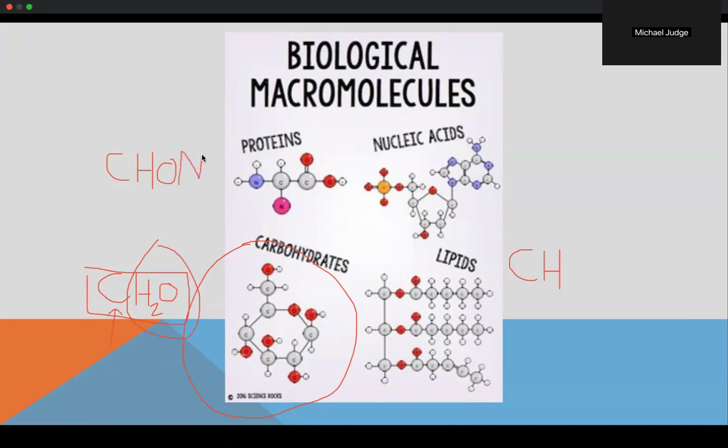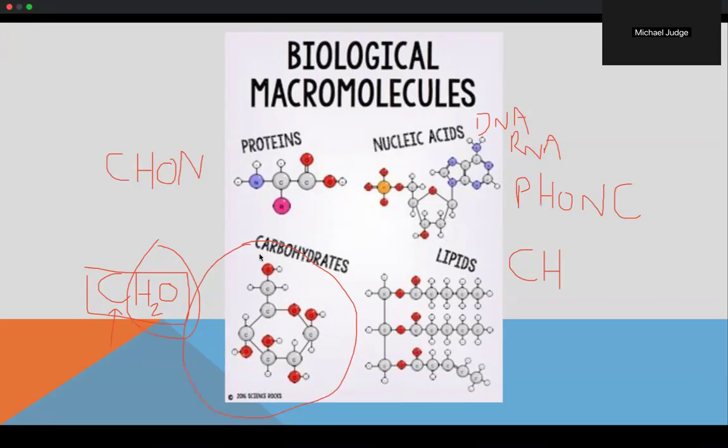Proteins have all of the atoms that carbohydrates have, C, H, and O, and they also have nitrogen. And nucleic acids, which include DNA and my very favorite molecule, RNA, which I love, those contain not only C, H, and O, as well as N, but also phosphorus as well.